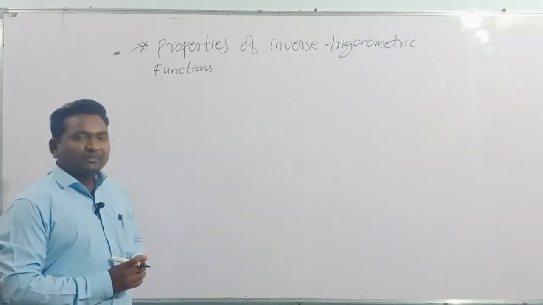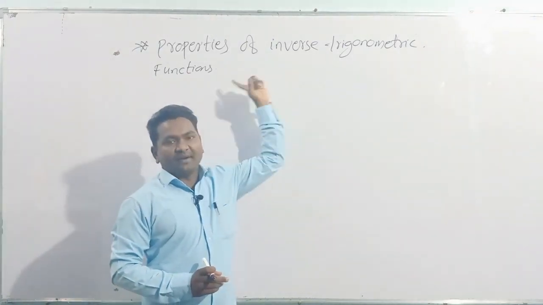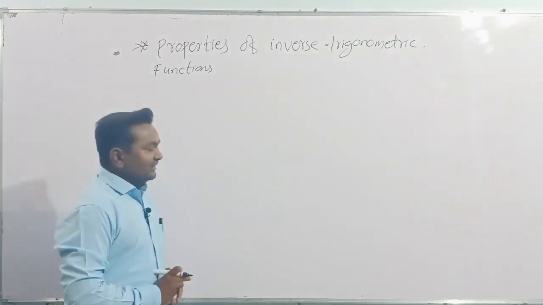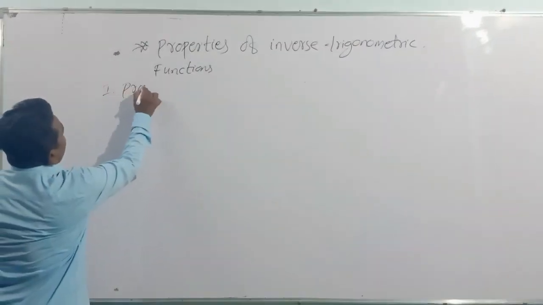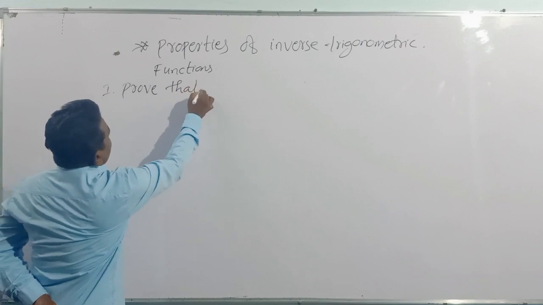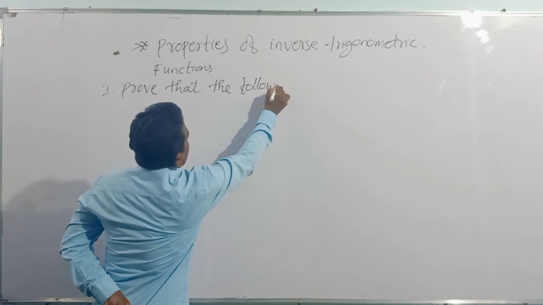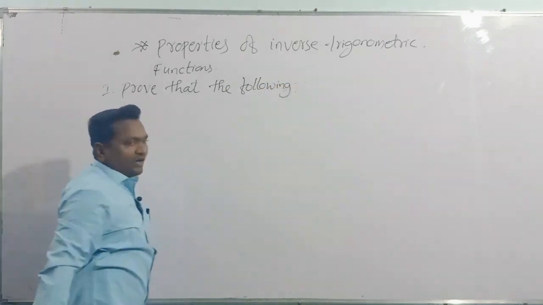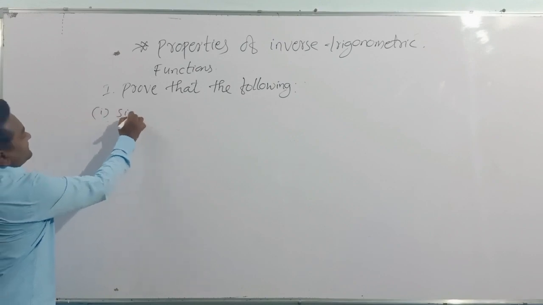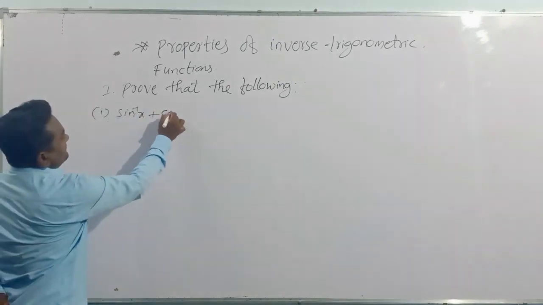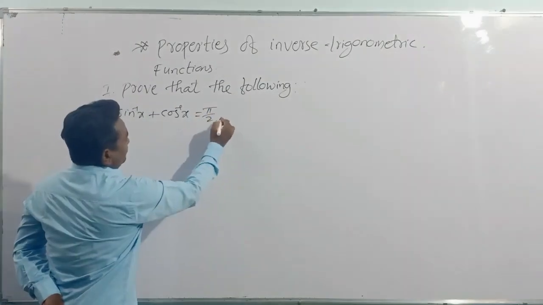Okay. Now let us discuss the properties of inverse trigonometric functions. Now first type property, prove that the following. First one is sin inverse x plus cos inverse x equals to pi by 2.